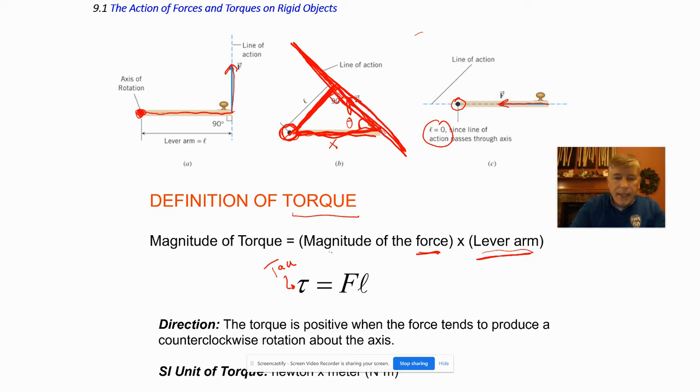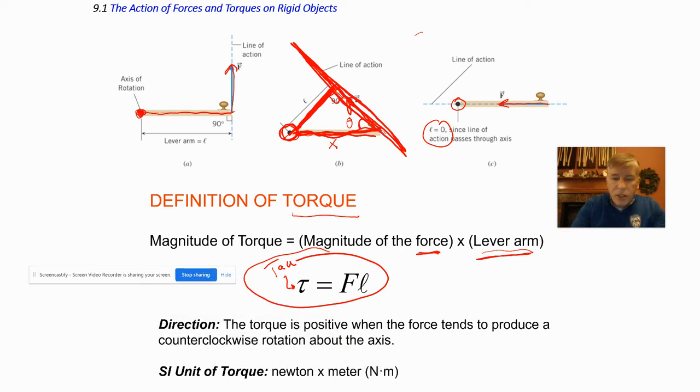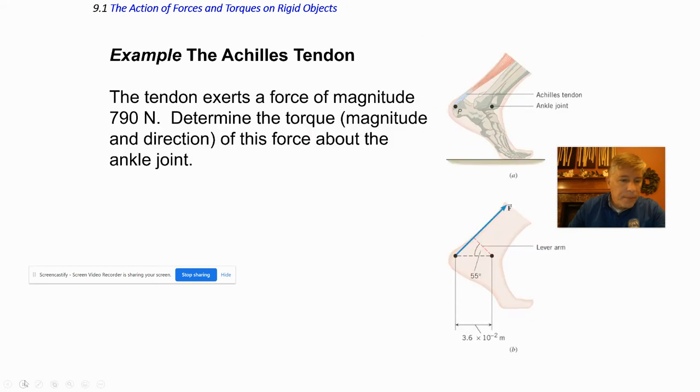So this idea gives us an equation for the torque, and we actually have a unit for torque. It's a Newton times a meter. And we do actually talk about torque being positive or negative, depending on what kind of rotation it causes. I'm not worrying about that as much because we just don't have that much time to delve into some of those. So that's just the beginning of it. So let's try an example.